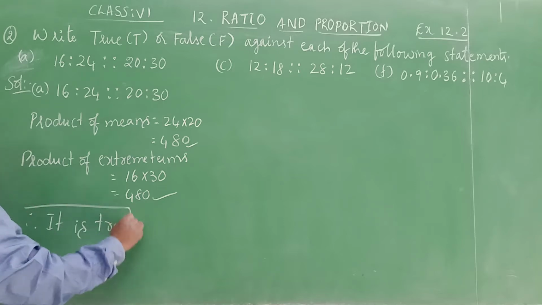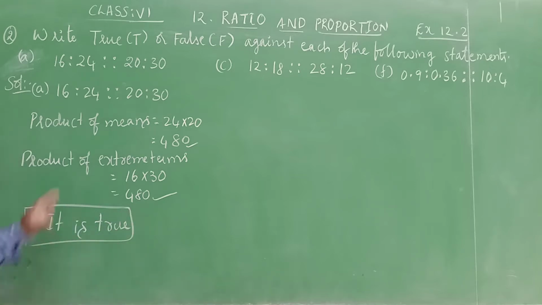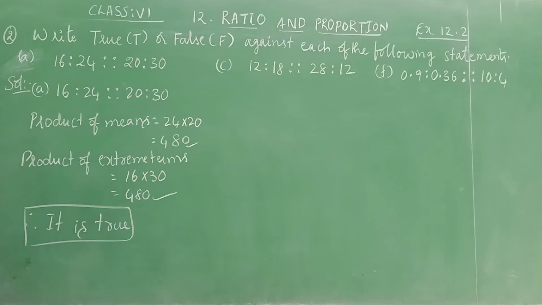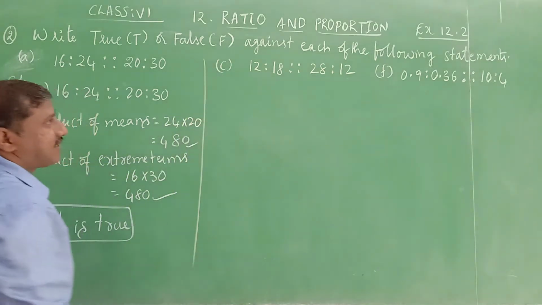Like this we find whether they are true or false. If product of means is equal to product of extremes, it is true. If they are not equal, then we can say that it is false.